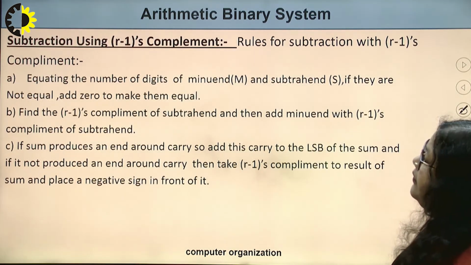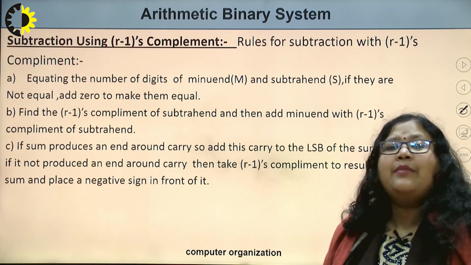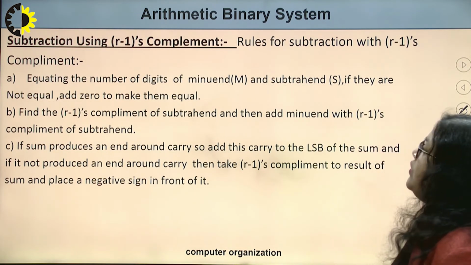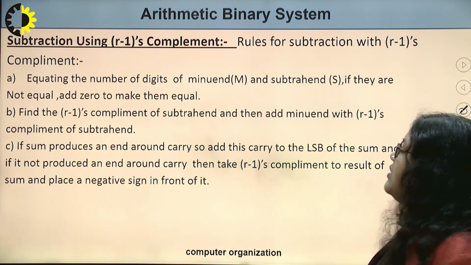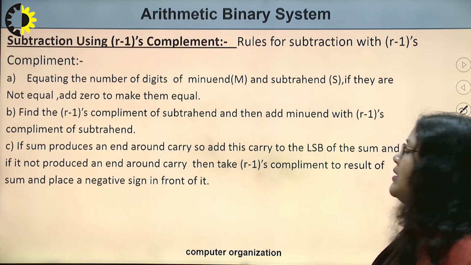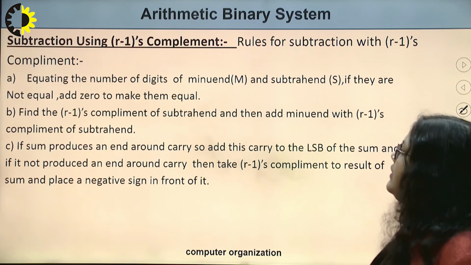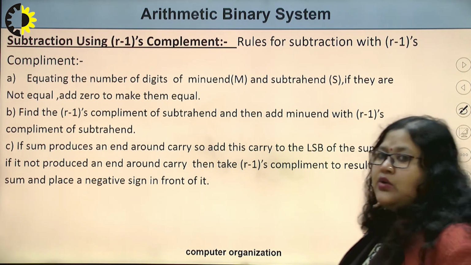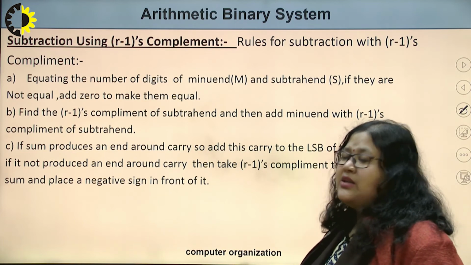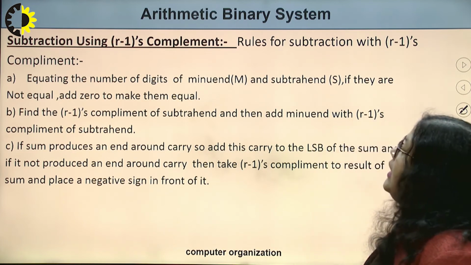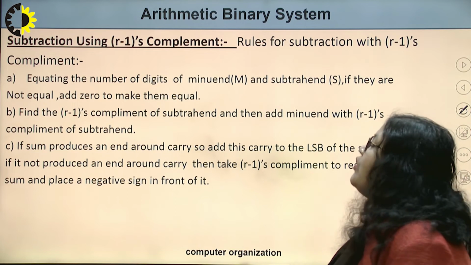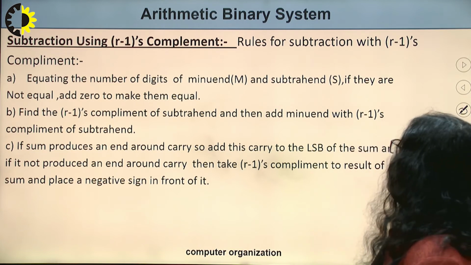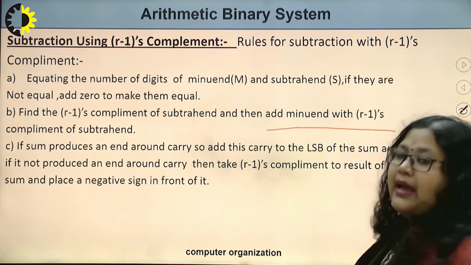Now, subtraction by using r minus 1's complement. So these are the rules. These are the same as the r's complement rules, but there are some minor differences. First is to equate the digits. Then we have to put 0 in the place of the MSB if the digits are not equal, and find the r minus 1's complement of the subtrahend part and then add with the minuend. This is the same as before.